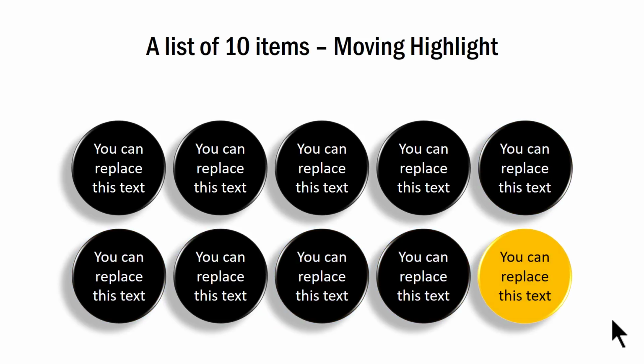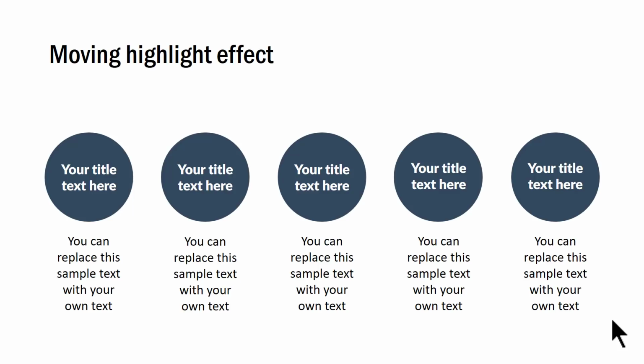And the next example is this one, where we do the same thing but in a different way. This is moving highlight effect using colored circle like this, the first one, and then the colored circle moves to the next one, and then you can see that we are able to draw the viewer's attention to the individual points on the slide.